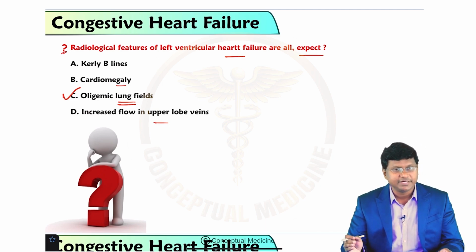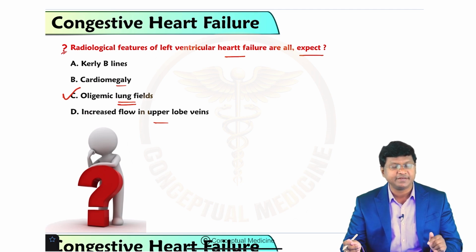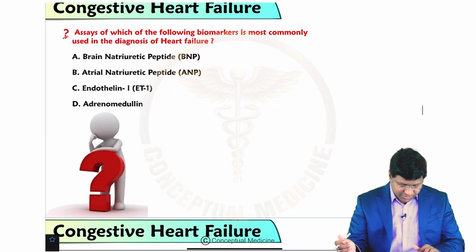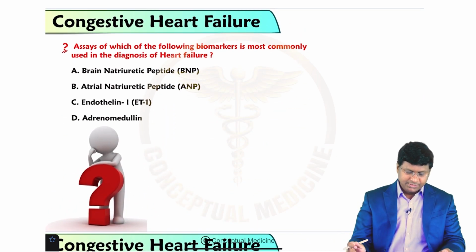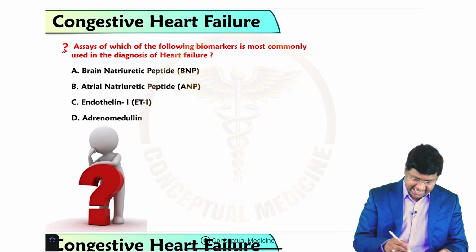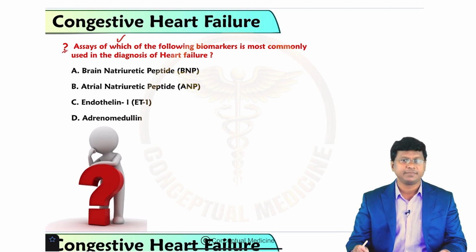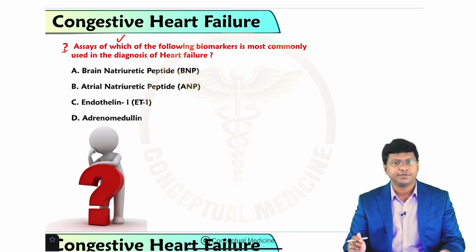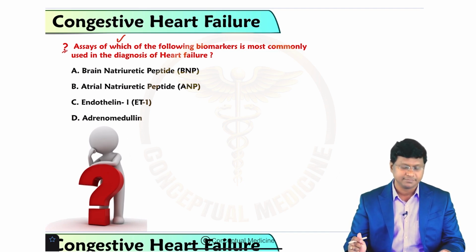Now, after having discussed the chest X-ray, let me discuss the cardiac biomarkers. What are the cardiac biomarkers that are most commonly used in the diagnosis of heart failure? So assay of which of the following biomarkers is most commonly used in the diagnosis of heart failure? Brain natriuretic peptide, atrial natriuretic peptide, endothelin 1, adrenomedullin.